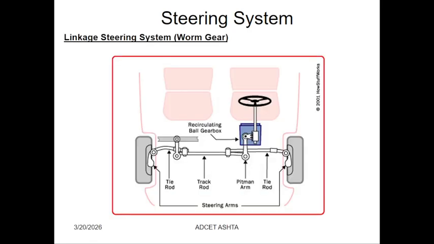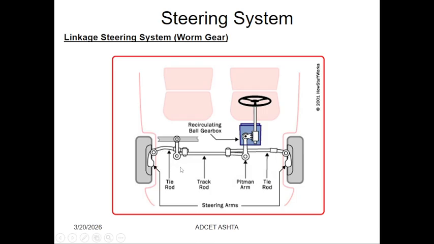The linkage steering system has a worm gear, and this worm gear is connected to a recirculating ball gearbox, shown in the image. The recirculating ball gearbox works with the tie rod, crank rod, pitman arm, and another tie rod, one on both sides. There is the axle. For the front axle, the two wheels on either side use the tie rod.